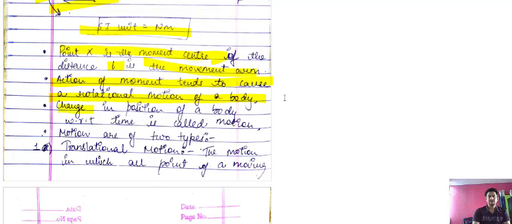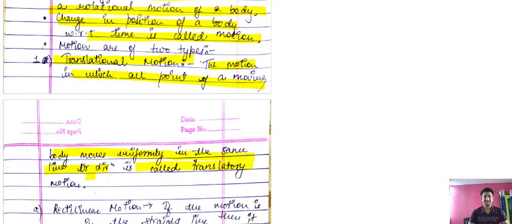Change in position of the body with respect to time is called motion. So what is motion? When the position of any body changes with respect to time, it is known as motion. Motion is of two types: translational motion and rotational motion. Translational motion is basically of two types: rectilinear motion and curvilinear motion. So here we will see what is translatory motion.